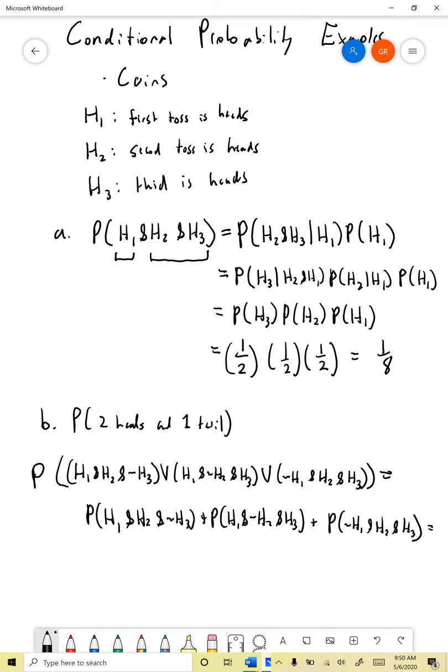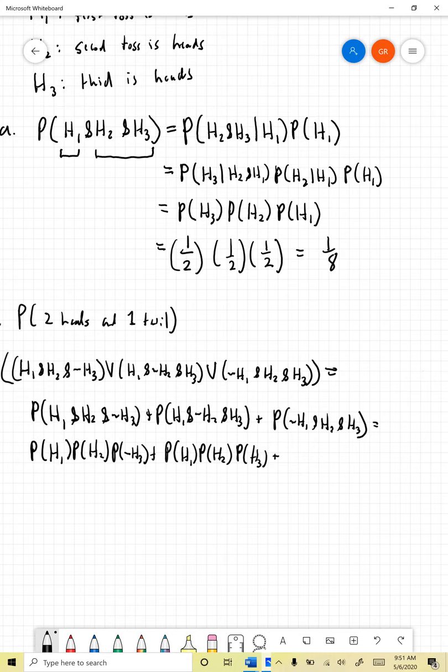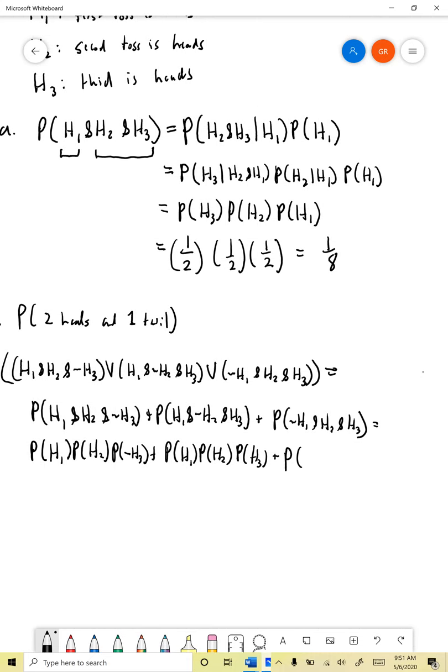Now each one of these is just going to have a probability that's similar to the probability we just computed. Because of the independence of each of the tosses, these are each really going to be products. The first one is the probability of H1 times the probability of H2 times the probability of not H3, plus the probability of H1 times the probability of not H2 times the probability of H3, plus the probability of not H1 times the probability of H2 times the probability of H3.